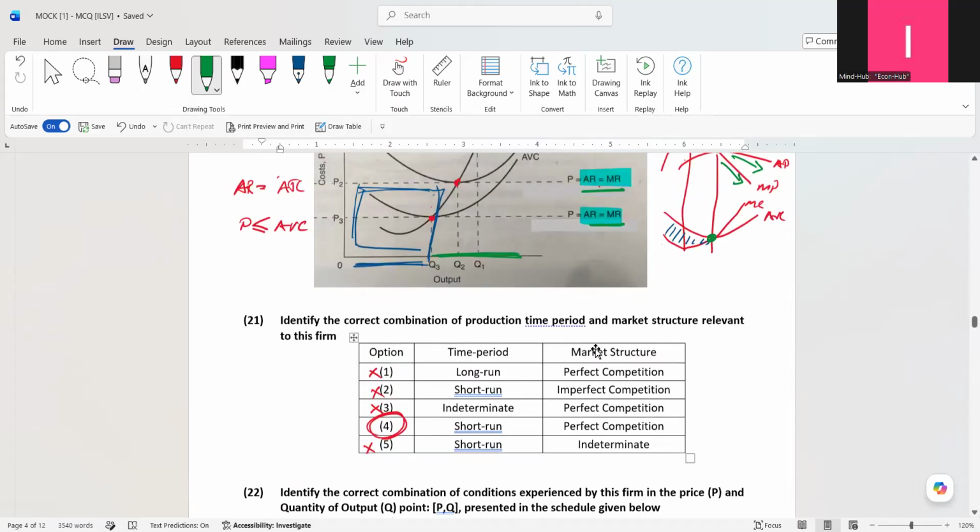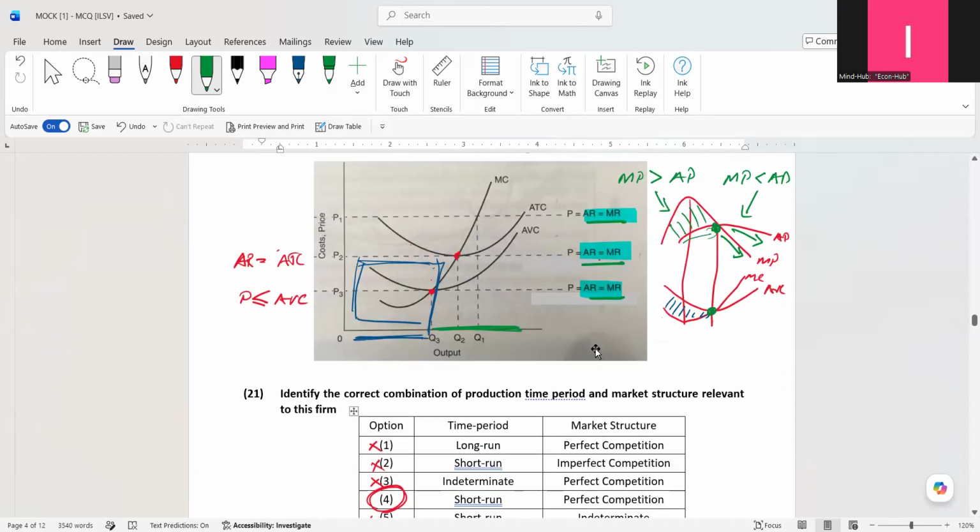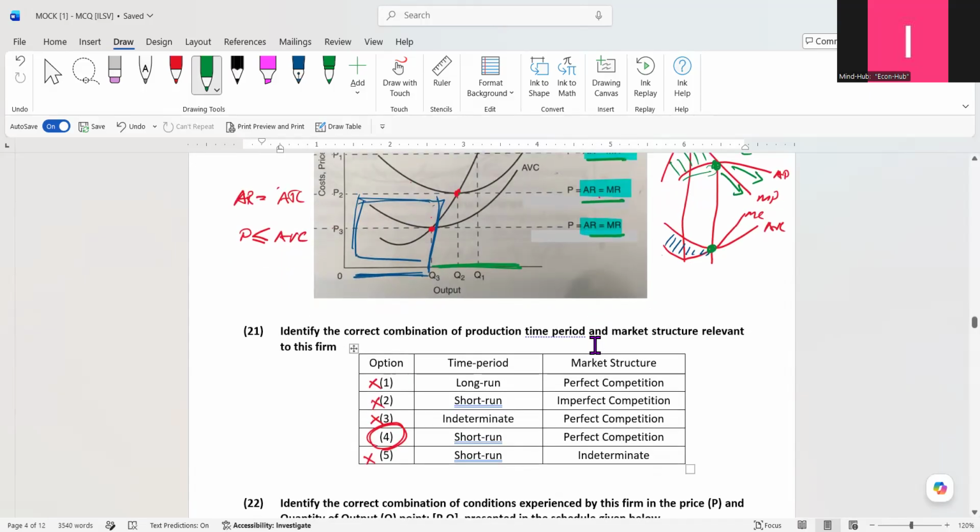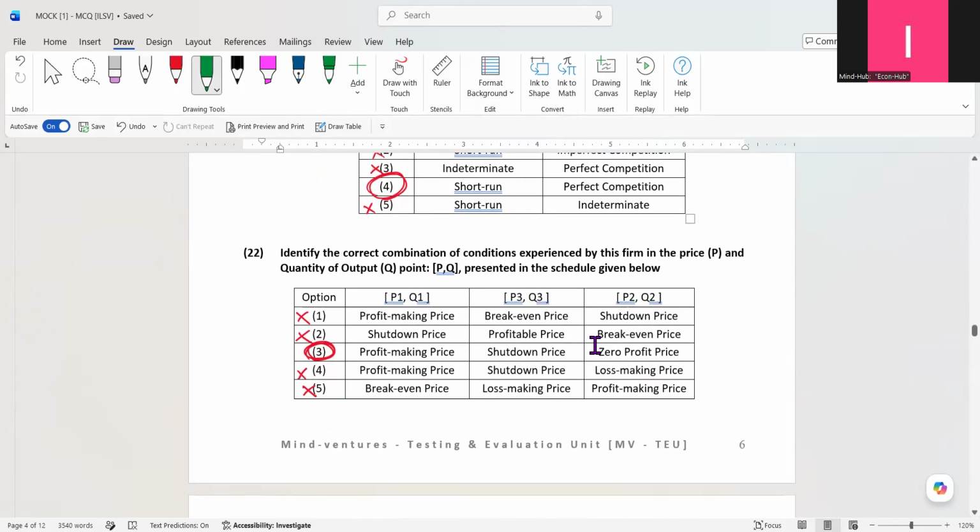Shutdown price is correct. Then P2, Q2, normal profits. Where the AR equals ATC. AR equals ATC meaning average revenue equals average cost. That means zero economic profit. Zero economic profit. Answer number 3. Okay.